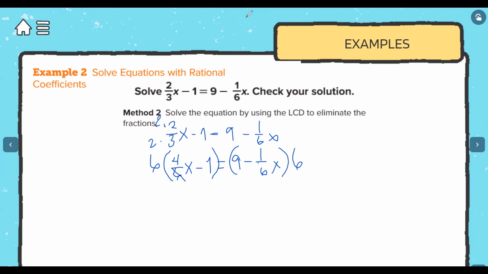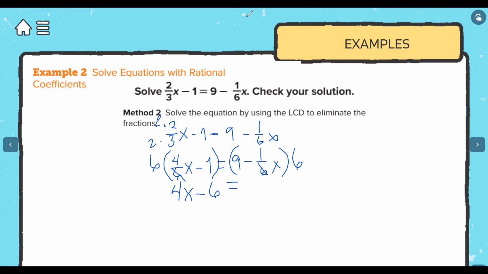What this does to the problem is that it eliminates the fractions, it eliminates the denominators. So right here I would have 4x minus, and I will have to multiply the constant by the denominator that I multiplied by. So 6 times 1 is 6, equals... This is a constant, so I will need to multiply by the 6. 9 times 6 is 54. Minus, and then I already eliminated this one, so that's the only thing that affects. So I have only 1x left.